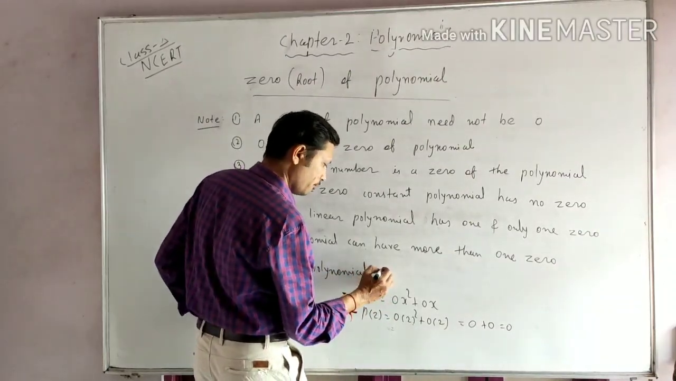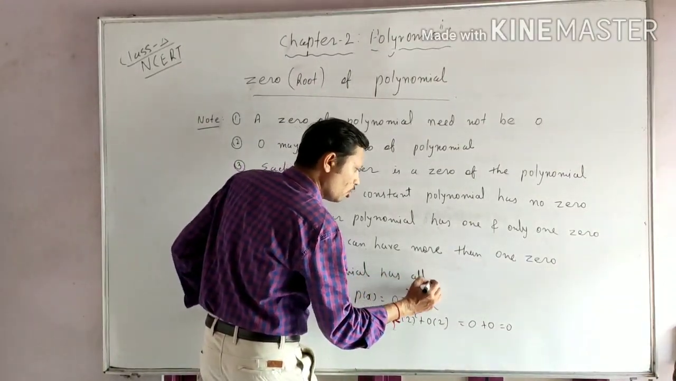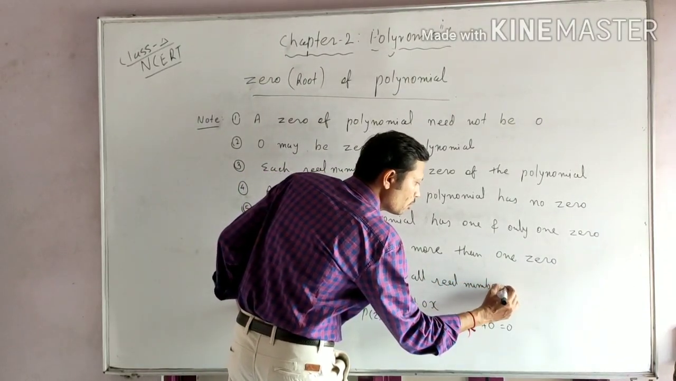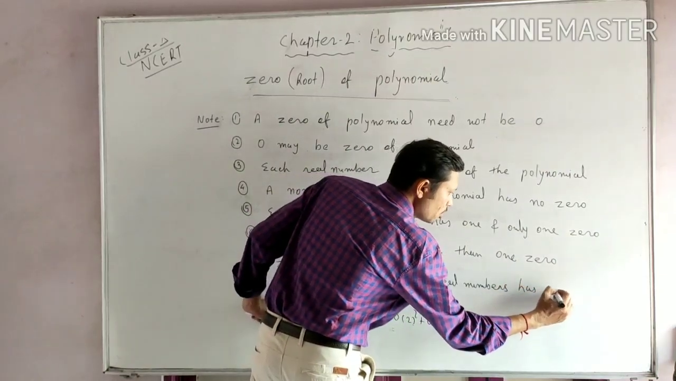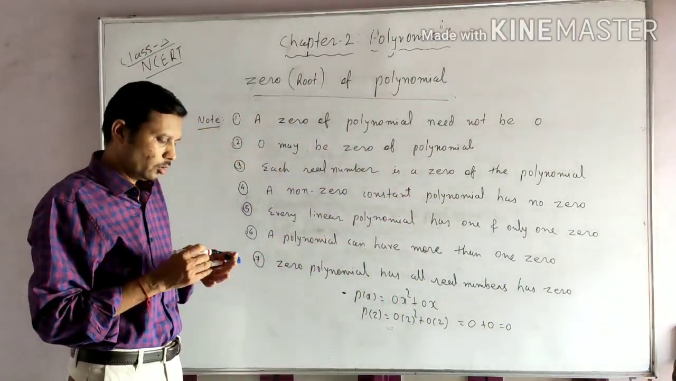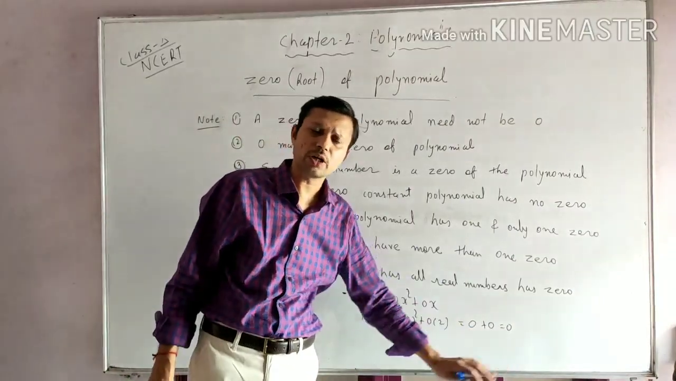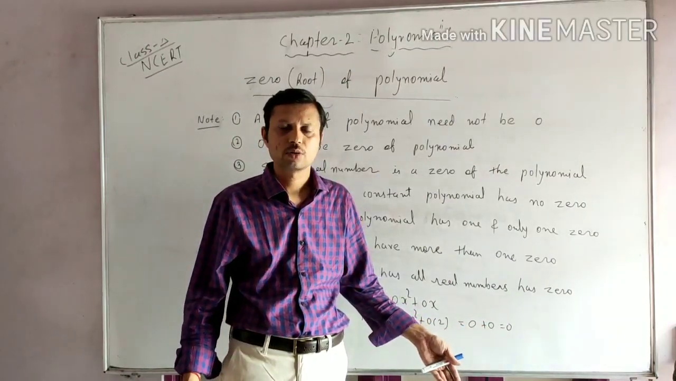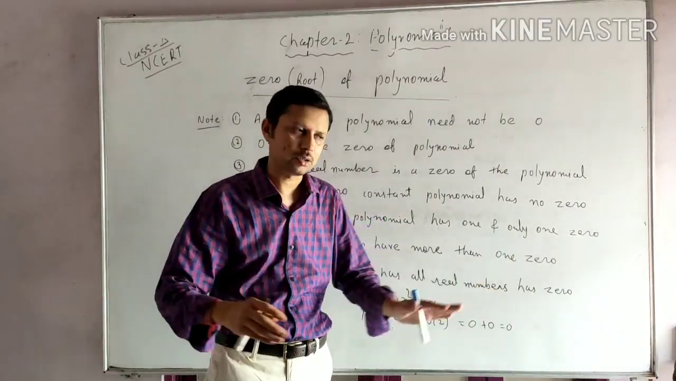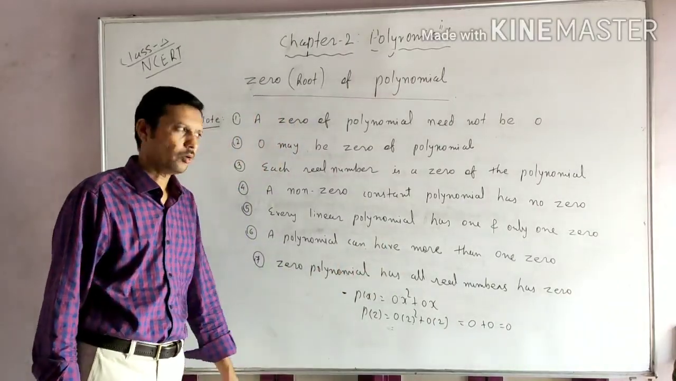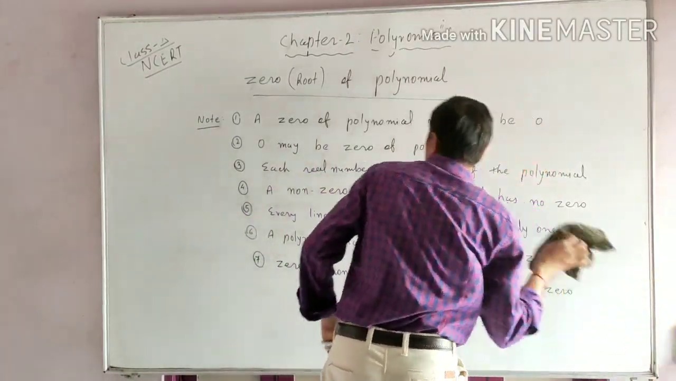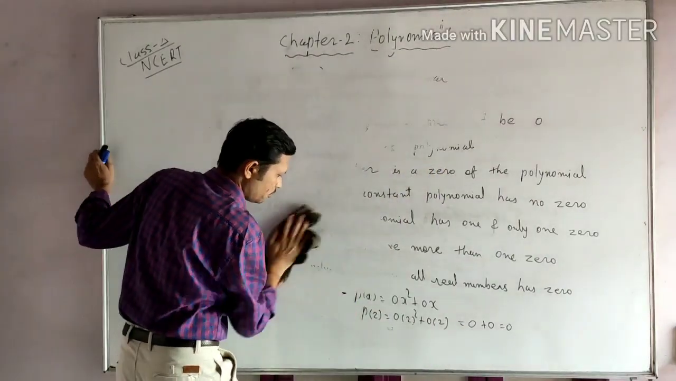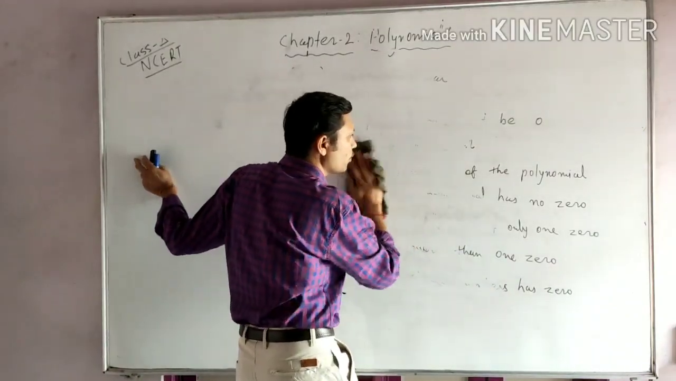So zero polynomial has all real numbers as zeros, right? Any real number you can replace here, definitely you can get the value 0. That means zero polynomial has how many zeros? जितने भी real numbers, infinite, right? Infinite zeros. Okay? चलो, now nature of zeros हम discuss करेंगे. Nature in the sense के different type of polynomial.